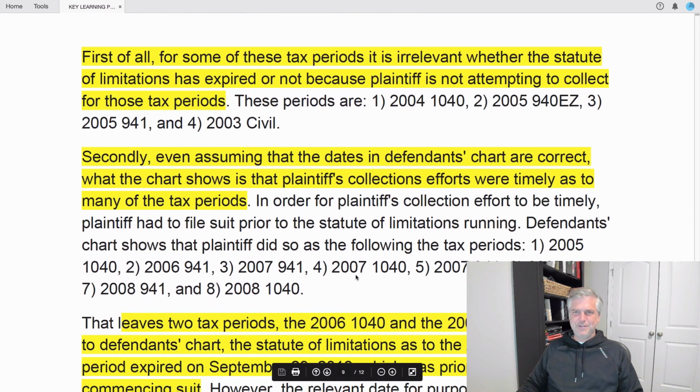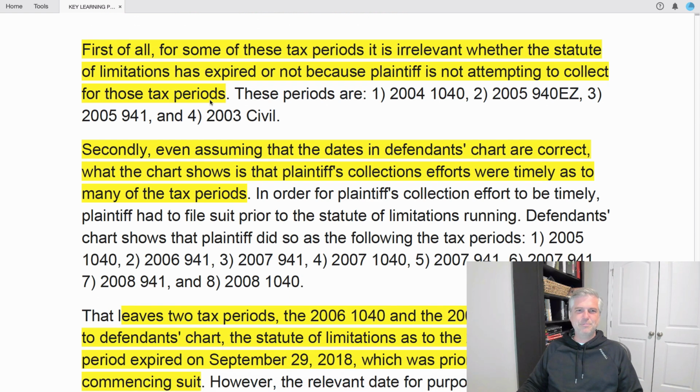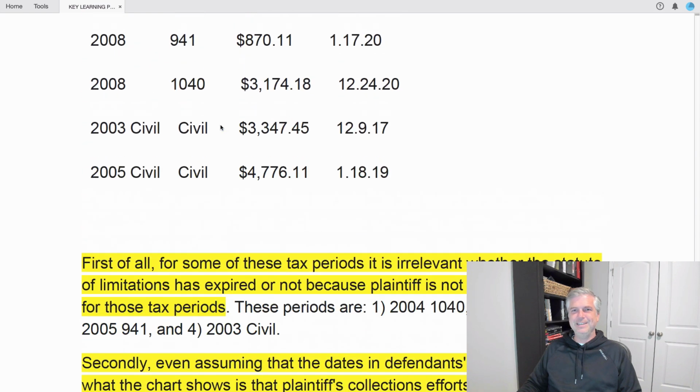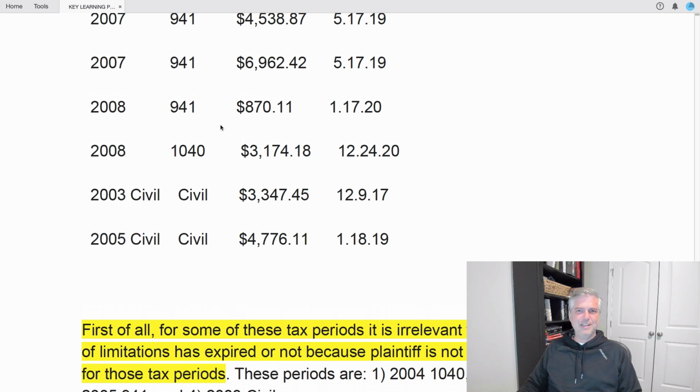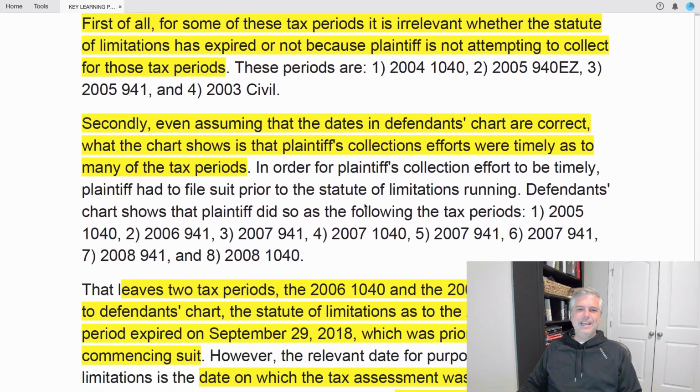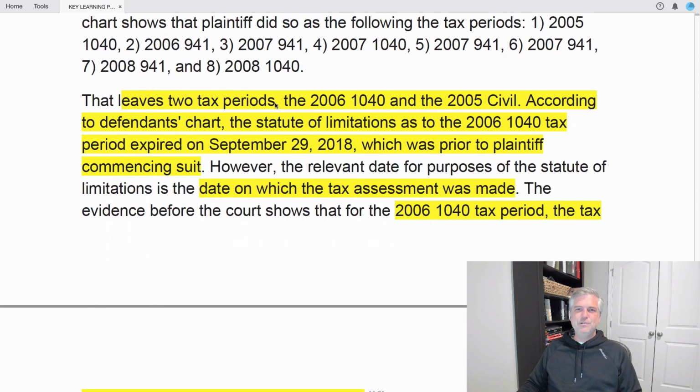And the court says, first of all, some of these tax periods are irrelevant because the government's not attempting to collect for those tax periods. And even if the dates are correct, what the chart shows is the collection efforts were timely as to many of the tax periods. So we can even see up here, remember it's filed in March 2019. Well, that would be fine, that would be fine, that would be fine. And then it says, look, there's really two time periods that are at issue: the 2006 1040 and the 2005 civil.